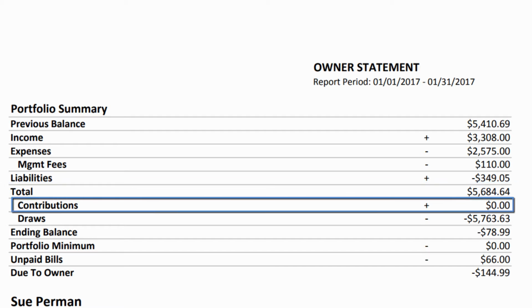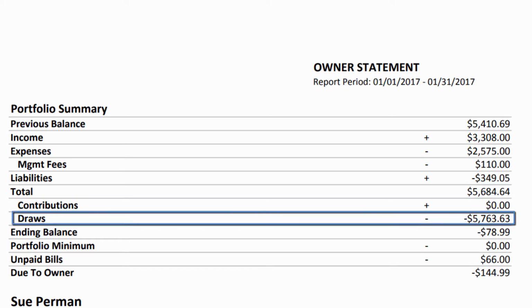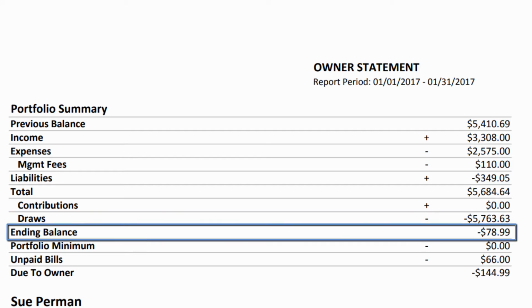Owner contributions. This is the total amount we have received from an owner to cover costs. Owner draws. This is the amount we have sent to an owner by either check or EFT. Ending balance. This amount equals net income plus any owner contributions received, then minus any owner draws.